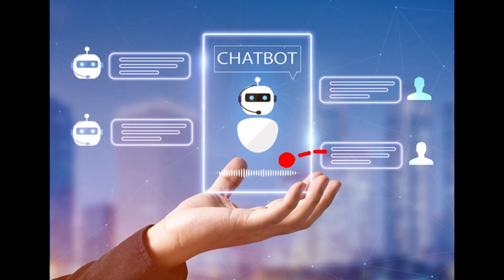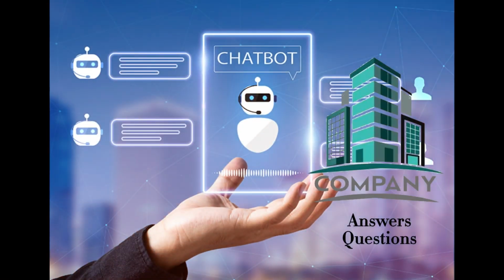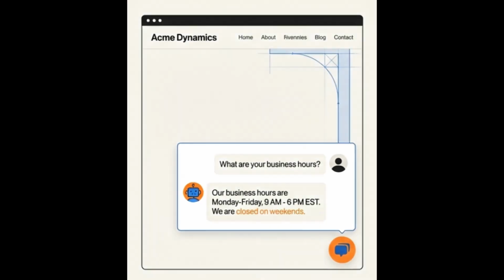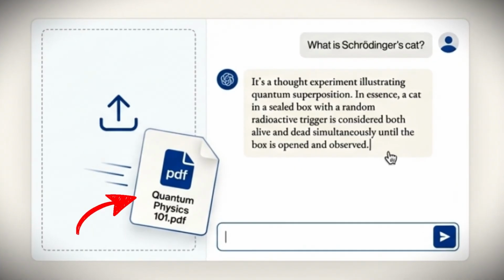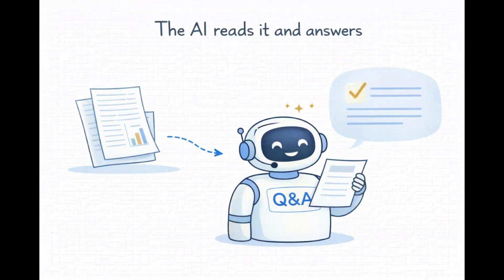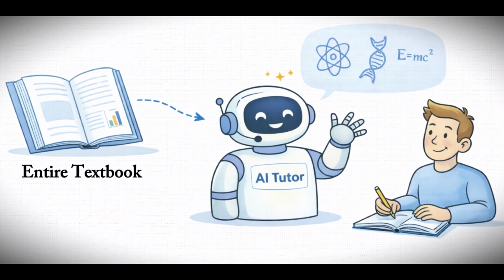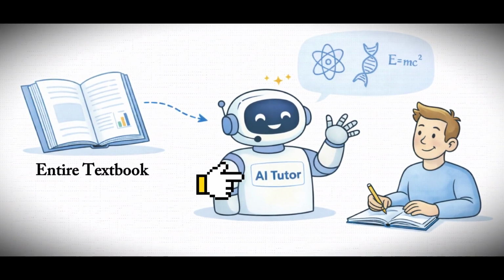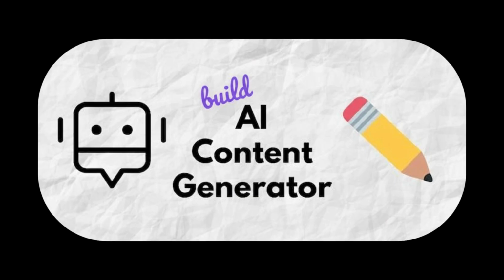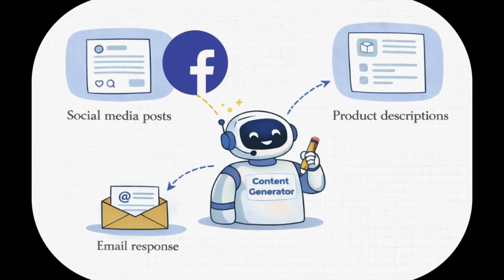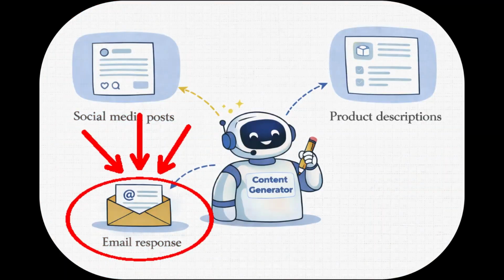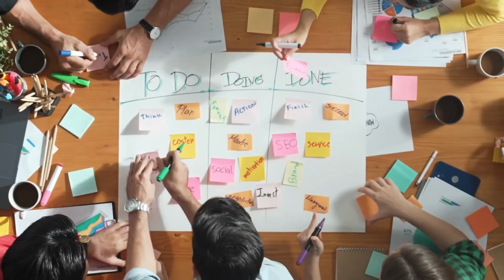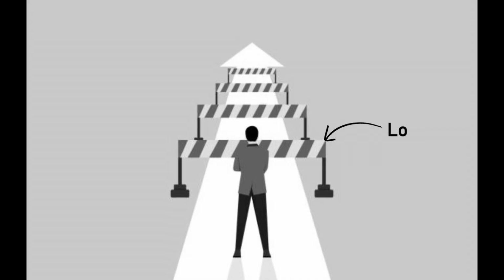API. Build a chatbot that answers questions about your company, your products, or even yourself. Build a PDF Q&A bot where you upload any document and ask questions about it. The AI reads it and answers. Imagine uploading your entire textbook and having an AI tutor that knows everything in it. Build content generators, maybe a tool that writes social media posts, creates product descriptions, or creates email responses. The possibilities are endless, and the barrier to entry is lower than ever.